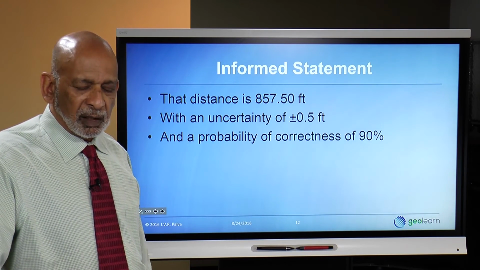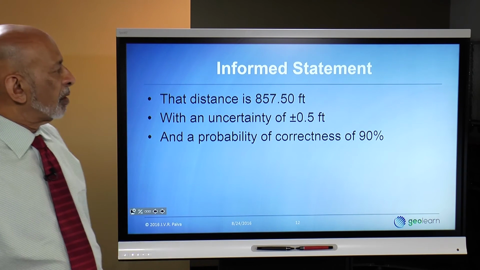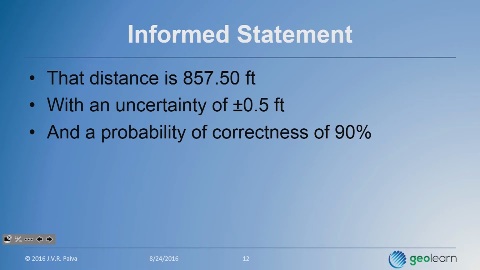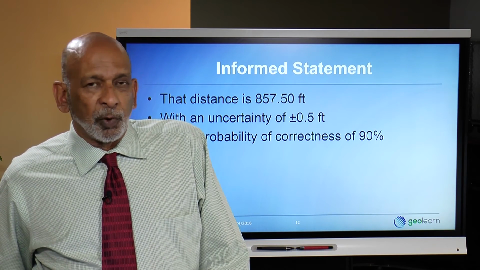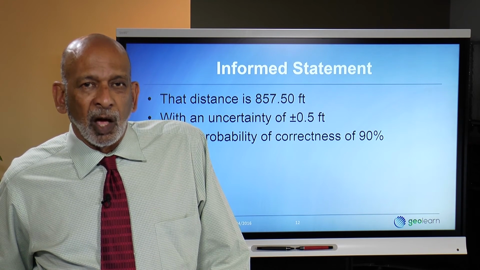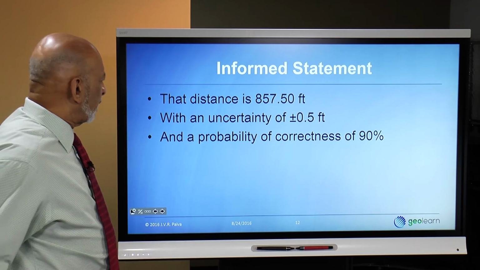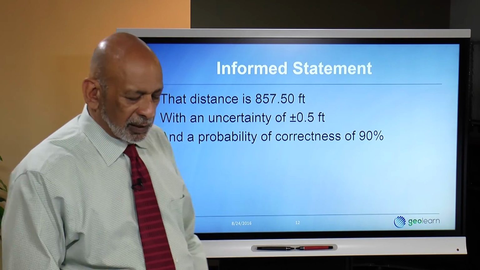So here's what we are going to cover in part B: an informed statement about a measurement has 3 parts. The distance is 857.50, just like we had before, but the uncertainty is plus or minus half a foot. Remember, we never say there's 0 error in our measurements. That's impossible to do. You might say it's 0.05 feet or 0.005 feet, depending on how you can back up that statement. And then there's a third part, the probability of correctness. You say there's a 90% probability of correctness.